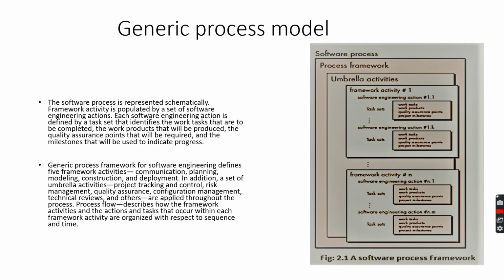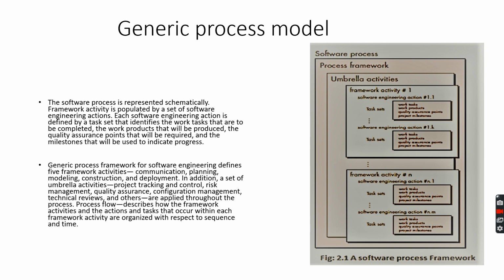Generic process model. Basically, from the diagram you can see there's a hierarchy of activities that are included in the software process, starting from the software process framework and umbrella activities, and there are activities numbered 1 to n. There are task sets, and in the task sets there are sub points which are work tasks, work products, quality assurance points, and project maintenance which should be included. So this is basically a software process framework.